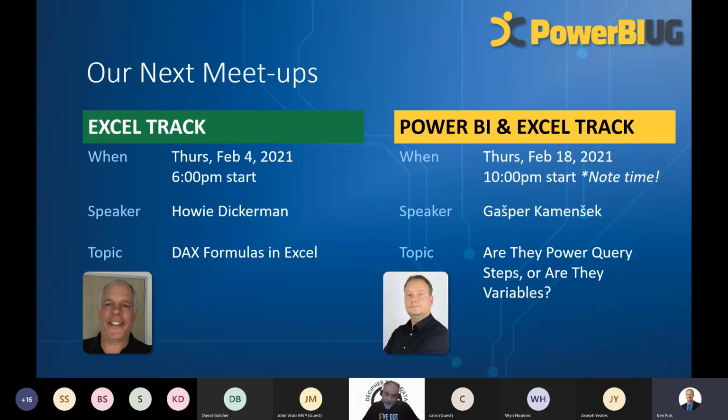Our next meetups that are going to be coming up, our Excel track is going to be Thursday, February 4th. We are super excited to be bringing in Howie Dickerman from the Excel team. Howie is the guy that is responsible for working on Power Pivot in Excel, and he's going to give us a great topic on DAX formulas in Excel. So you'll learn how all the stuff that we can do in Power BI, we can write a lot of it inside Excel as well. And Howie's going to be giving us a good presentation on that.